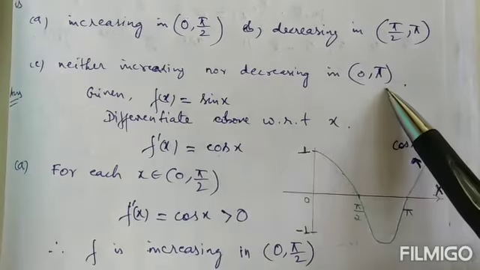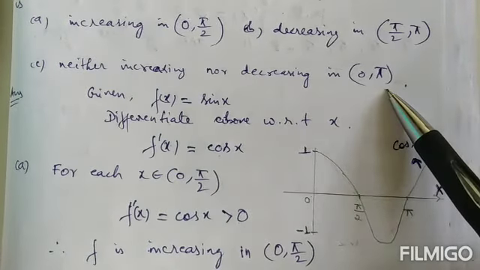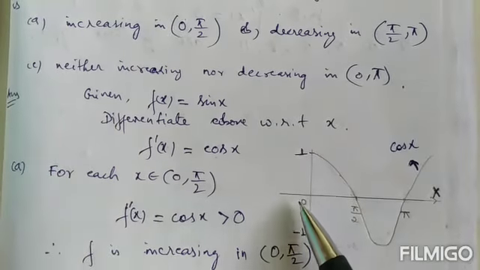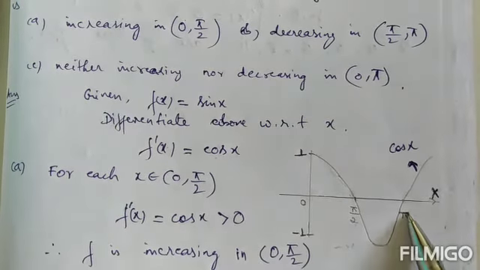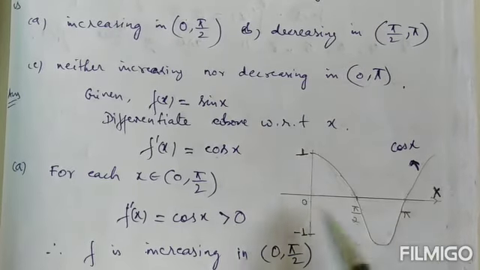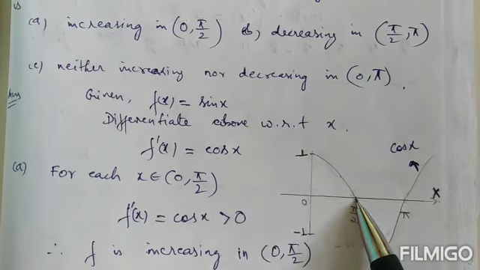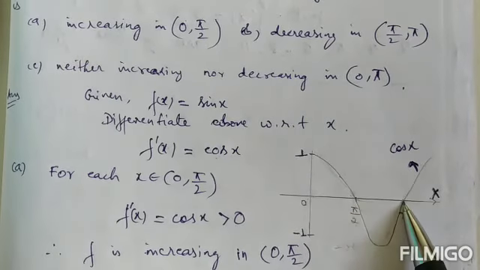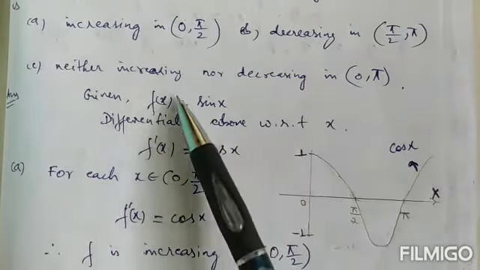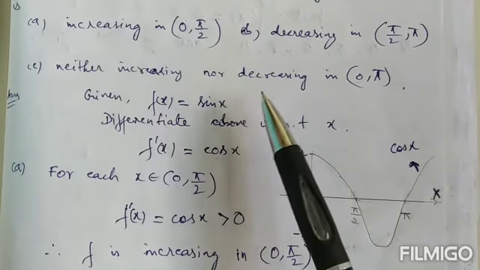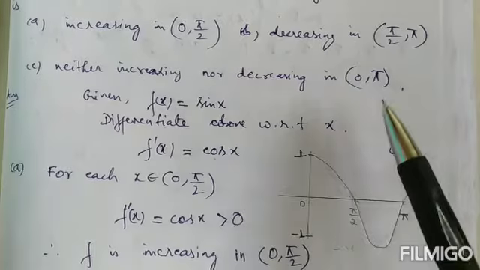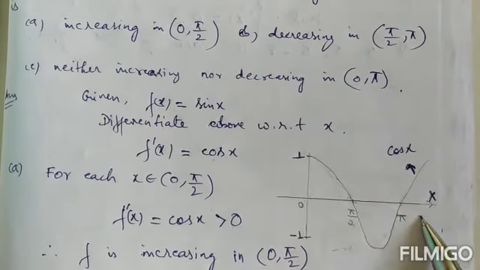And then for number C, I will explain it first. Number C, from 0 to pi. That means from here to here. From 0 to pi, what we have seen is that halfway it is positive, halfway it is negative. That means you can never say whether it is increasing or decreasing. So that means it will be neither increasing nor decreasing in the whole interval from 0 to pi.